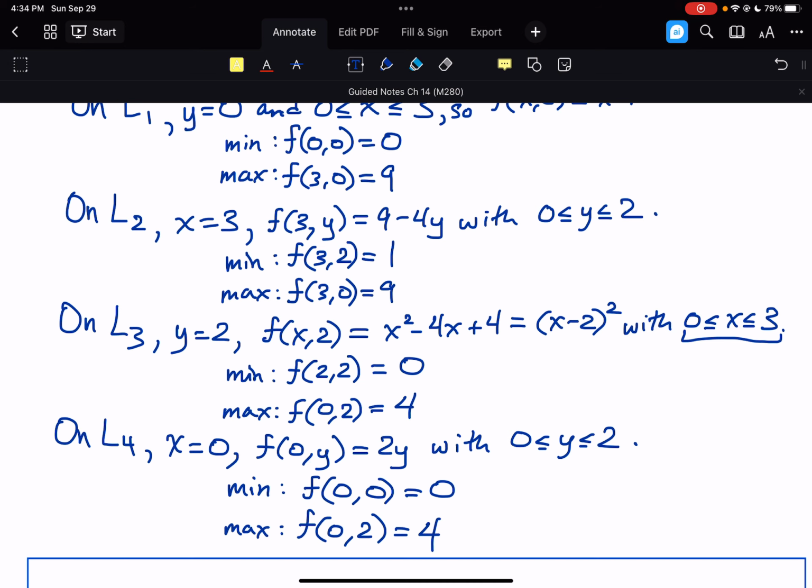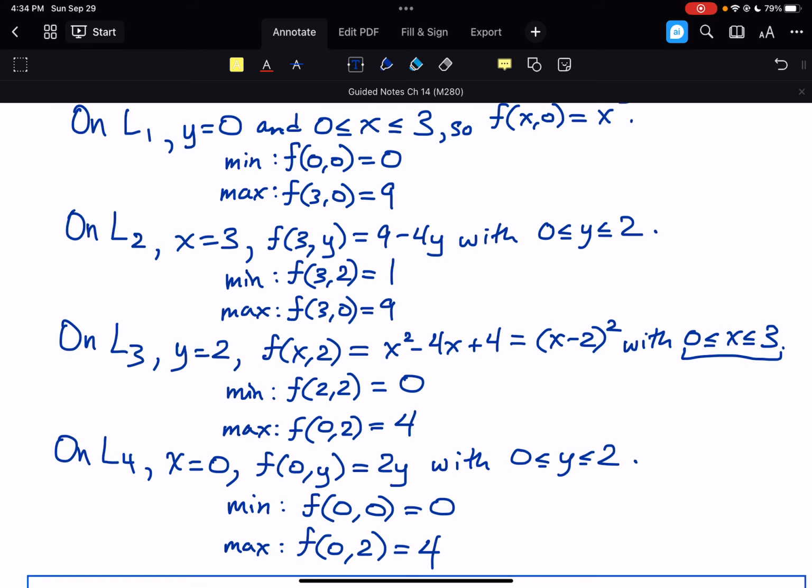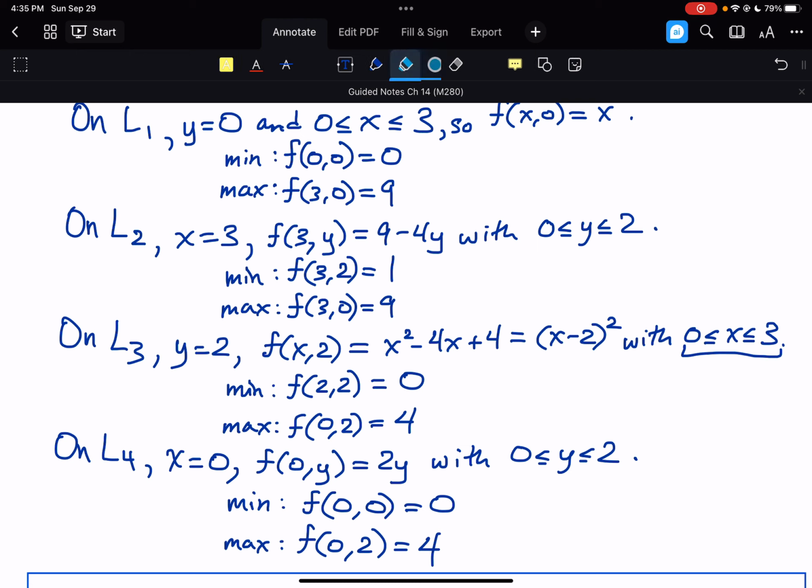So these are all of the max and min values, all of the extreme values along each one of those boundary curves. So on L1, we have an output of 0 and an output of 9. On L2, 1 and 9. On L3, 0 and 4. And on L4, 0 and 4. Now we just need to compare.